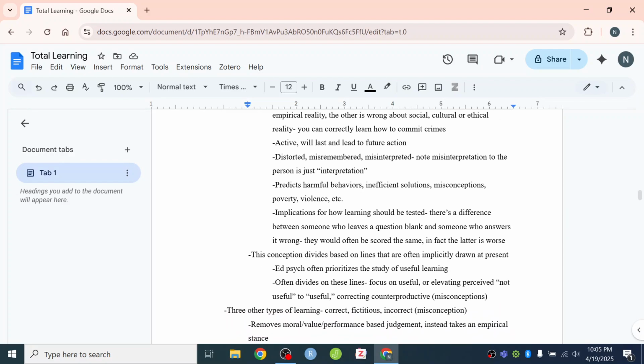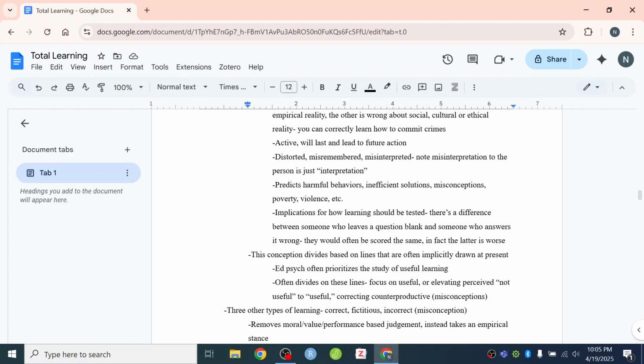Another way of divvying up total learning into subcategories, and there are more ways, I'm only going to present two right now that I think are particularly salient, is you can divvy it up into correct, fictitious, and incorrect learning. Again, incorrect being where misconceptions would be placed.